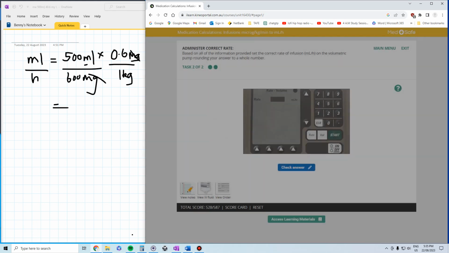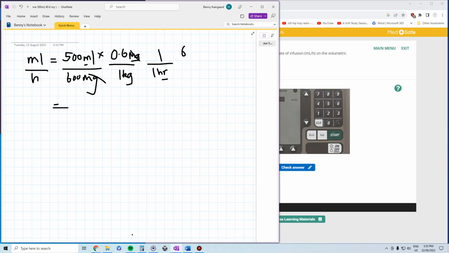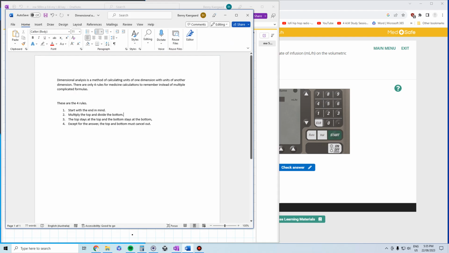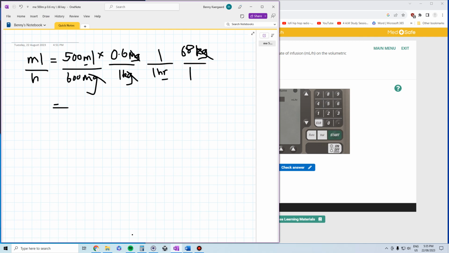68, was it? 68 kilograms over 1. So now kilograms cancels out. Hours fine. Milligrams cancels out. Milliliters fine because it's here. So except for the answer, the top and the bottom must cancel out. And that is a good example of how you can sort of correct yourself by applying the rules.